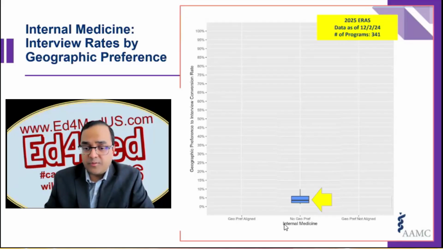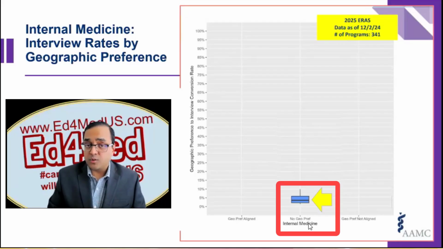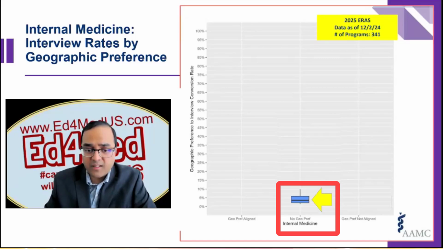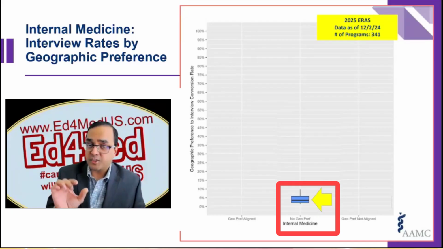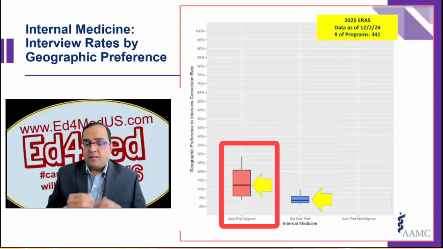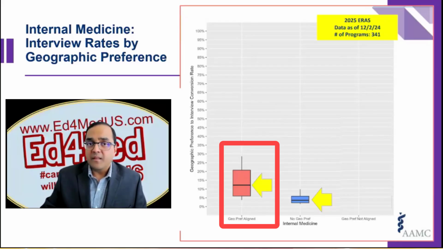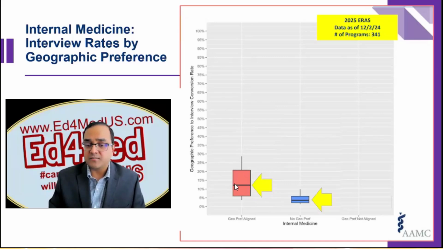So let's start with no geographic preference. If someone chose, I do not have a geographic preference, their chance of getting an interview invite is somewhere like 3 to 4%. Of course, they look at the rest of the application, but we're just focusing on this section of the ERAS application. Now, if the geographic preference is aligned, that is, if you say my geographic preference is New England and you apply to a Massachusetts program, then the chance of getting an interview is higher. You can see it's about 11, 12%.